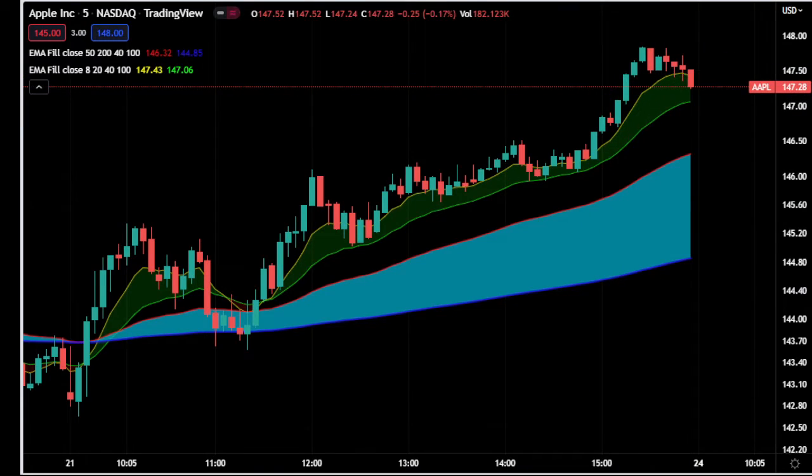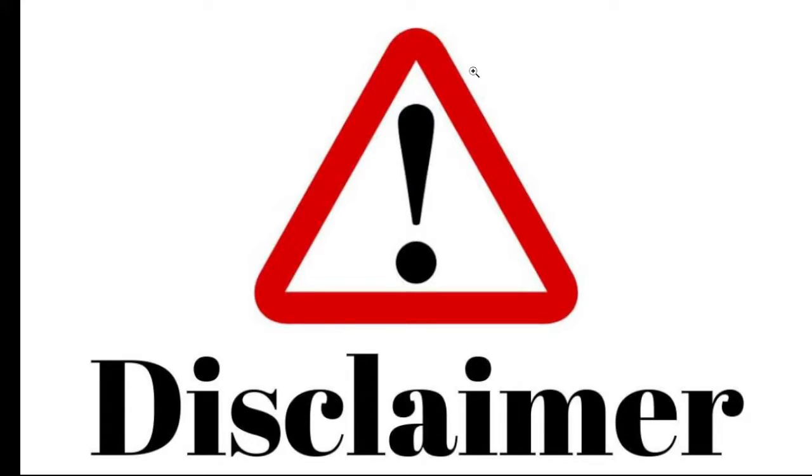Very interesting charts. Now, I will need to make a disclaimer. I'm not recommending Apple Computer. I'm not a financial advisor. This is just for entertainment.